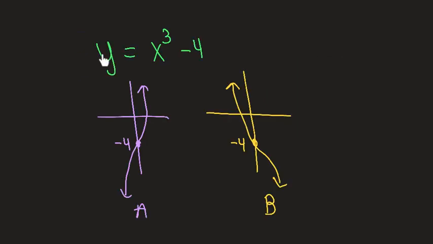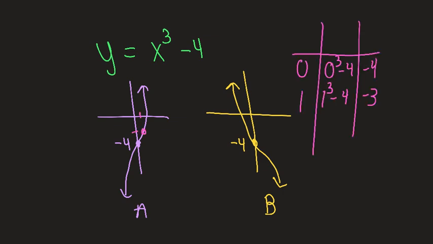All right, so now I've got this equation. Is the S going to go this direction or is the S going to go this direction? Make a table of values to confirm your answer. All right, I picked 0 and got -4, but that's both pictures. I picked 1. 1 times 1 times 1 minus 4 is -3. This sketch looks better. This sketch, if I were to go to 1, it would be more like -5. So, choice A.